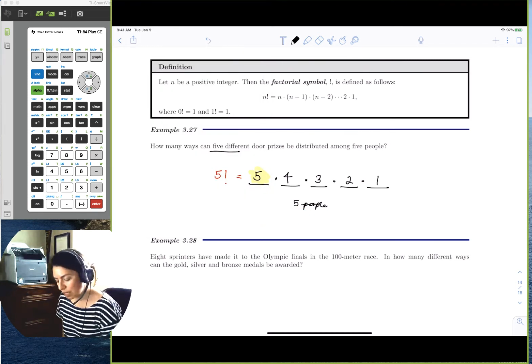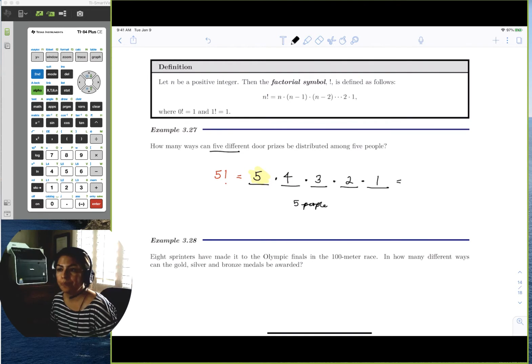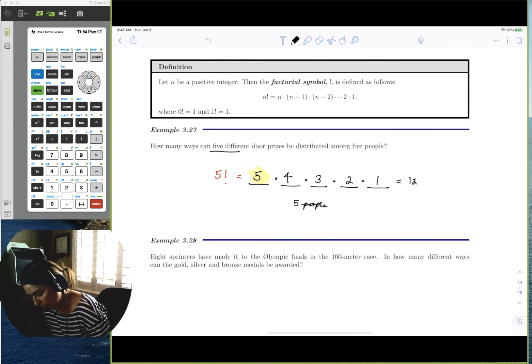Okay, so this was equal to 120 ways to give out the door prizes.